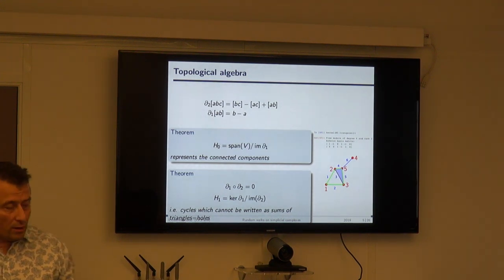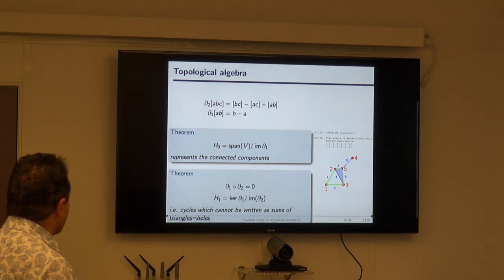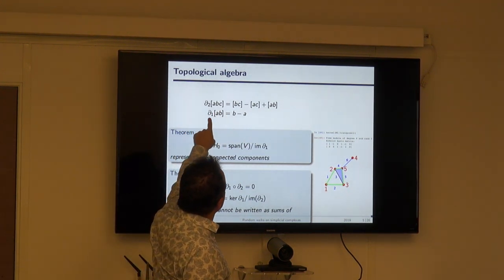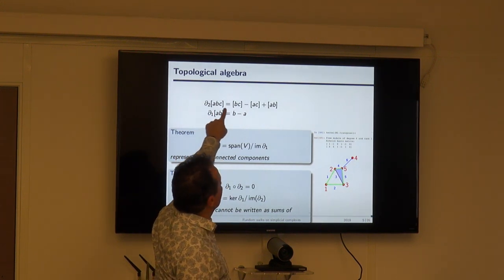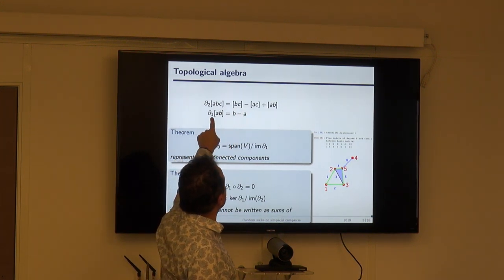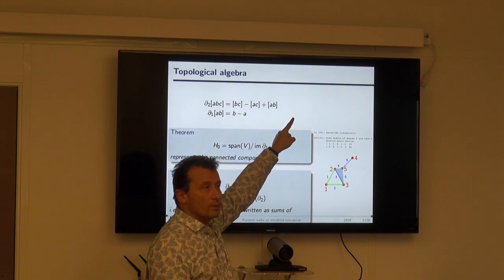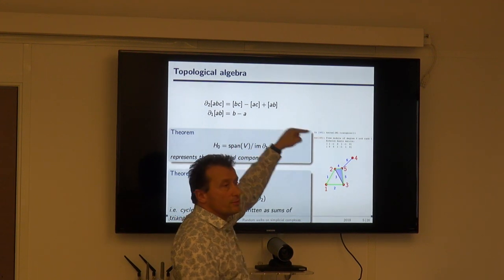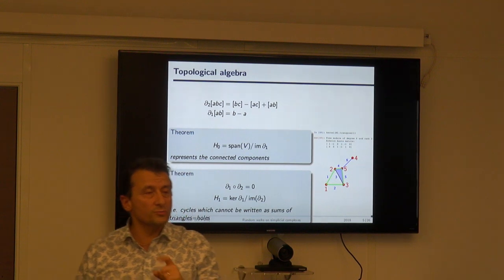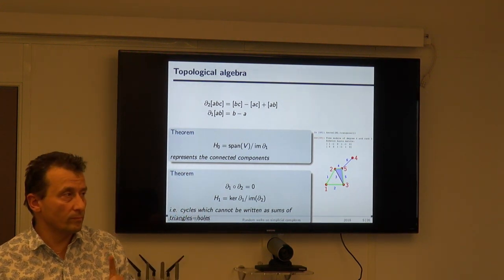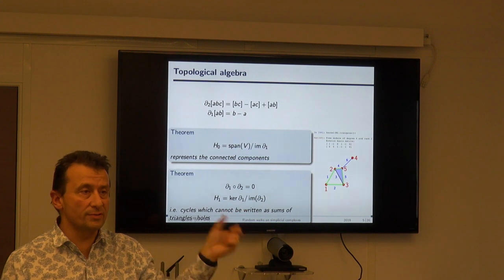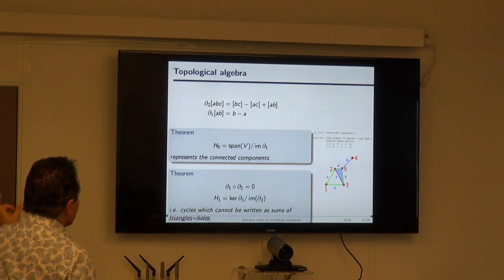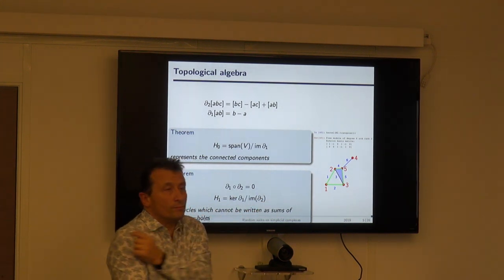And the next theorem is: if you take partial 2 of ABC and then you take partial 1 of partial 2 of ABC, that means you reapply partial 1 to each of these terms. So you will have C minus B minus C minus A plus B minus A. And if you trust me, it's 0. You have B minus B, A minus A, and C minus C. Everything cancels. It's automatic. So partial 1 composed with partial 2 is 0.